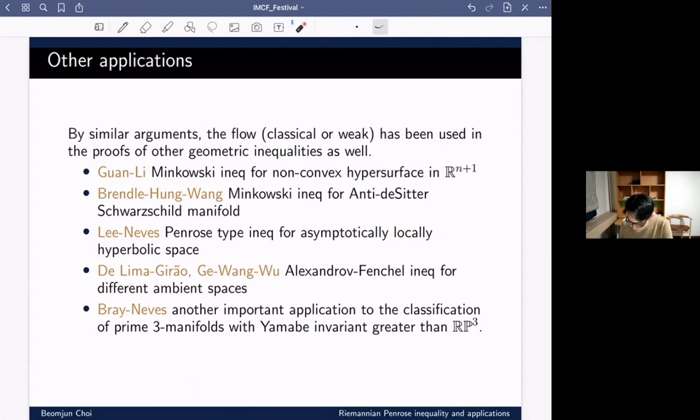And there are others. One could show Penrose-type inequalities for other asymptotically hyperbolic spaces, or even the Alexandrov-Fenchel inequality, which is some generalization of the Minkowski inequality for R^n or other ambient spaces. For this one, one uses not only the inverse mean curvature flow, but some other expanding flows of some other curvature function. But the methods are very similar: find some monotone quantity and then investigate where it converges. Then you can recover the desired inequality from that.